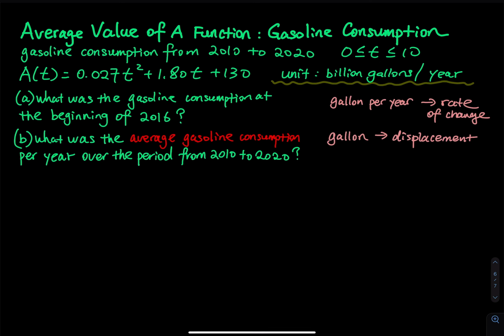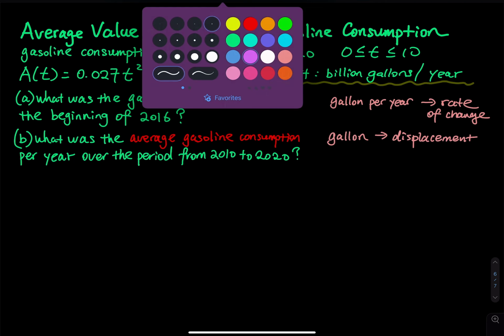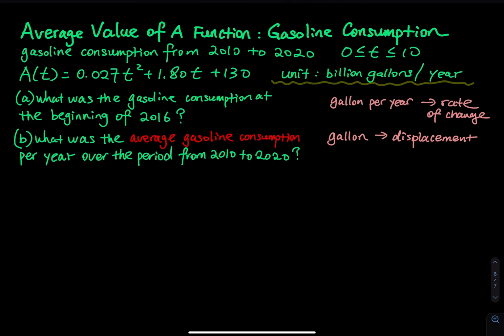So let's say we have a unit. Let's say I spent $50 today and I spent $60 yesterday. So $50 today and then $60 yesterday. Is this a displacement or rate of change? This is called displacement. Let's just call it DISP, displacement. I spent $50 today and $60 yesterday.